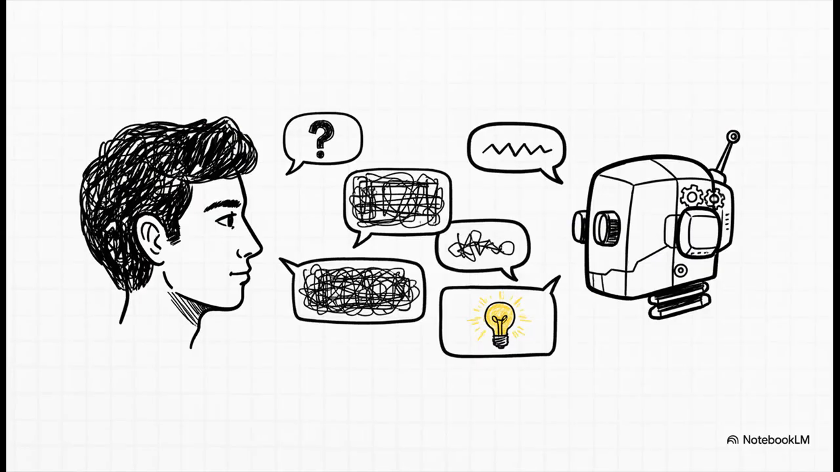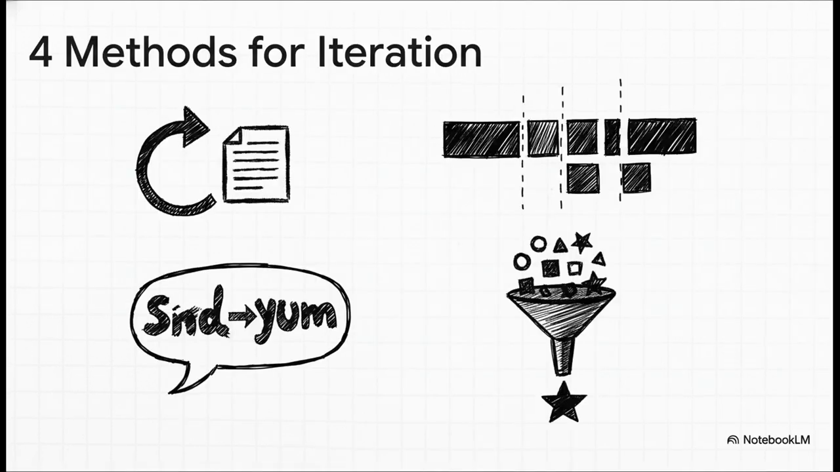So you really have to adopt this ABI mindset. Always be iterating. You have to treat it like a conversation. If the output isn't quite right, don't just scrap it and start over. No, you treat it like a dialogue. You give the AI more specific feedback and steer it in the right direction. And hey, if you get stuck, here are 4 really simple ways to get back on track.